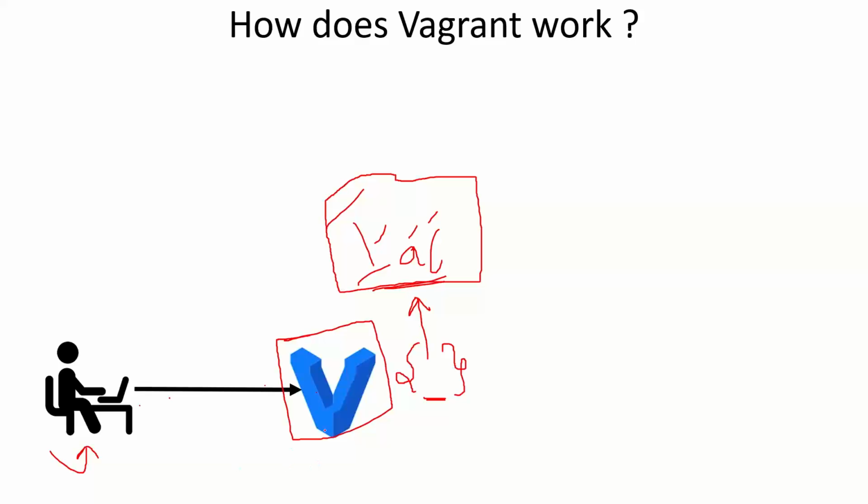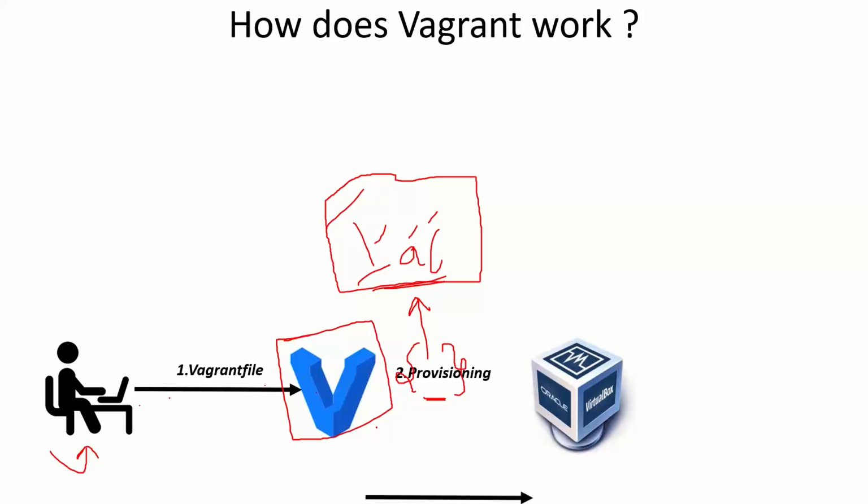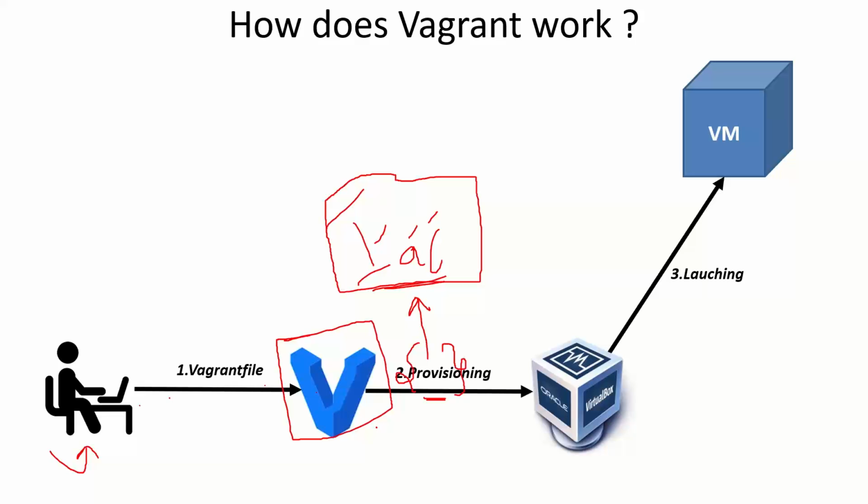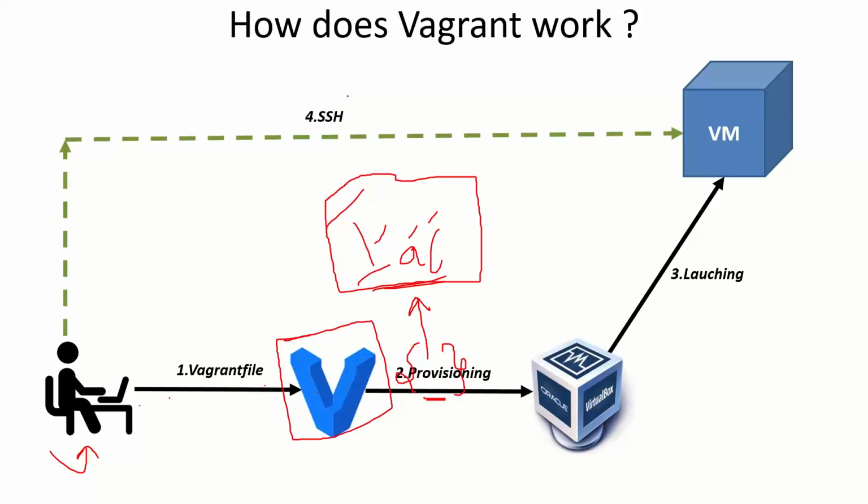So I'm going to tell Vagrant, this is a file you need to use, and provision me an instance. Vagrant says, okay, and starts to provision with the help of Oracle VirtualBox, and then it does provision a VM. Now, once the VM is provisioned, it's time for me to make a connection. If you assume this machine to be Linux, we need to do an SSH into that machine.